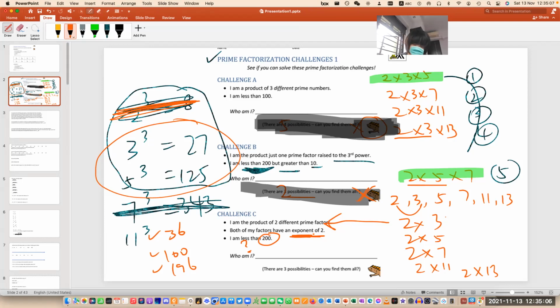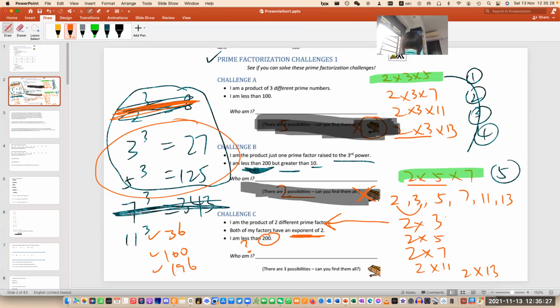I think we have not talked about exponent of 2 yet, right? Okay, good. This is called exponent of 2. What this means is something to the power of 2.